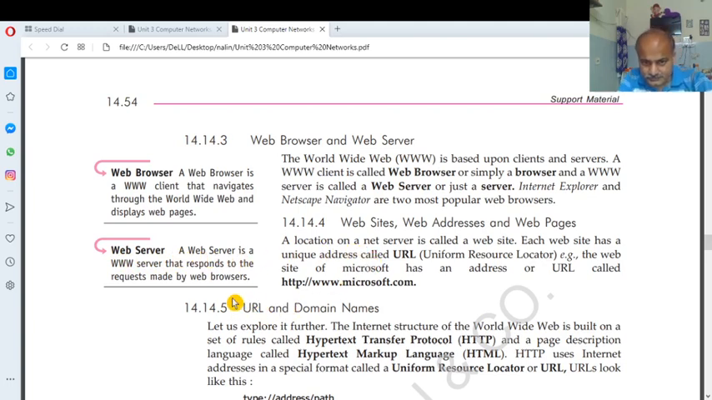Now the web server. A web server is a triple W server that responds to the requests made by the web browser.